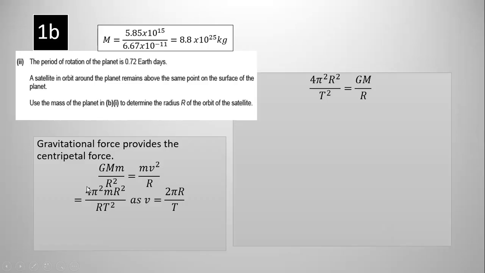So this one, R and R can cancel off, still one R there. And M and M can cancel off. So this is 4 pi squared R squared over T squared, right? So take R across there, take 4 pi squared down, T squared to the other side and then cube root it. Put in your value.